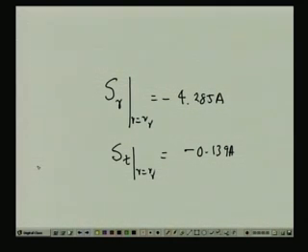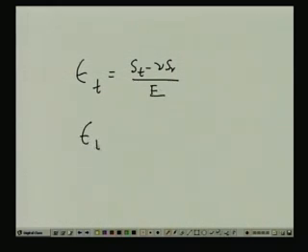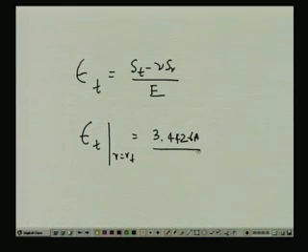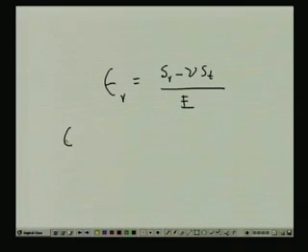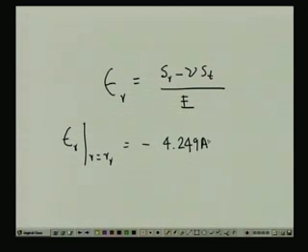Now, the diaphragm is in the state of biaxial stress, and both the radial and tangential stress contribute to the radial and tangential strain. So, epsilon T we know, ST minus nu SR by E. So, epsilon T at r equal to RT, I should say, is 3.4426 A by E, right. And radial strain epsilon R equal to SR minus nu ST by E. So, epsilon R at r equal to RR is minus 4.249 A by E.